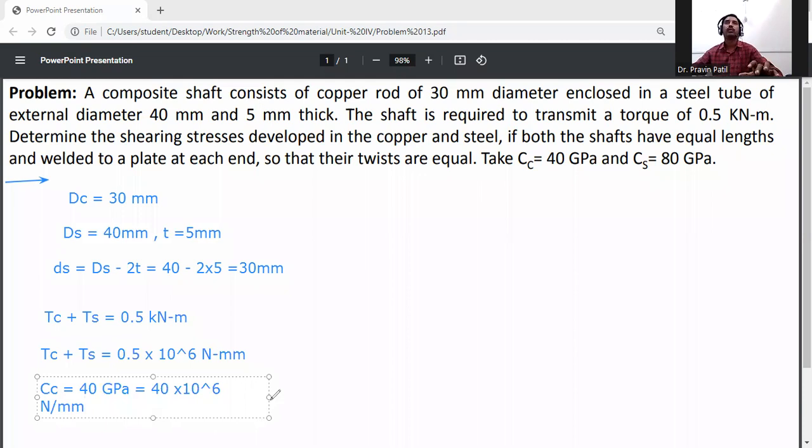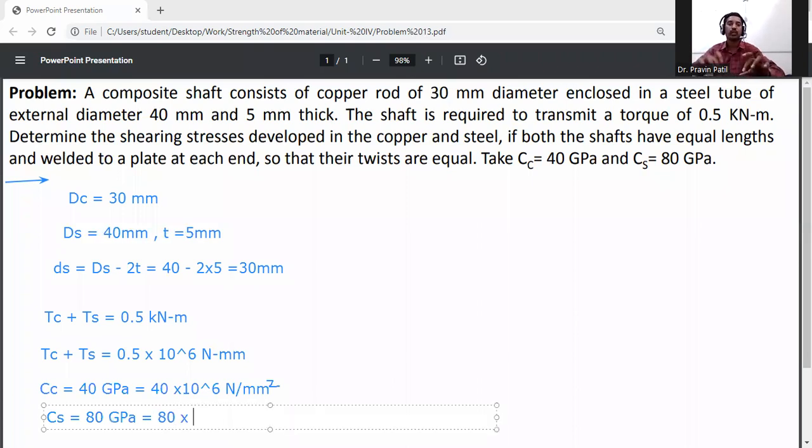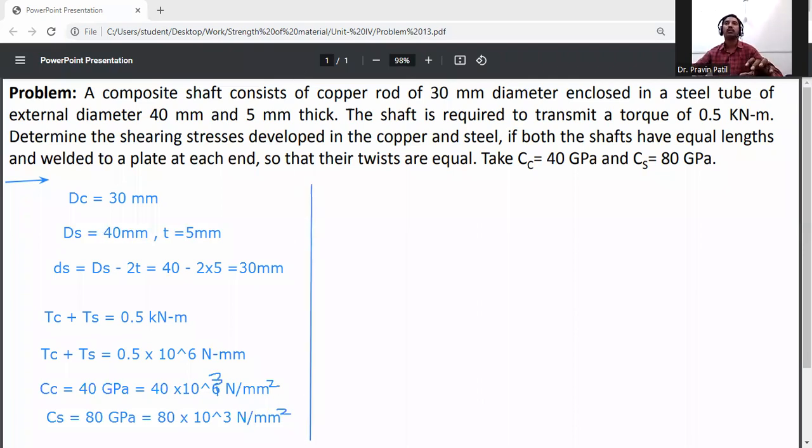Then the modulus of rigidity for steel is also given, denoted by CS, equal to 80 GPa. Converted to N per mm square, that is 80 into 10 raised to power 3 N per mm square. Sorry, the copper one is 40 into 10 raised to power 3 N per mm square. So this one is in GPa converted to N per mm square, that is MPa. We can say it is also MPa.